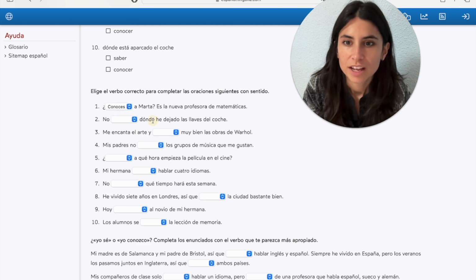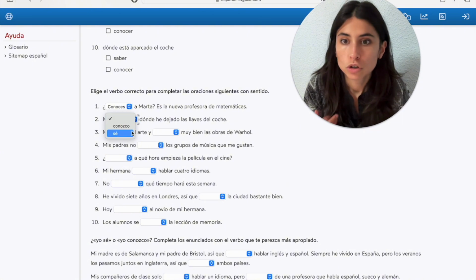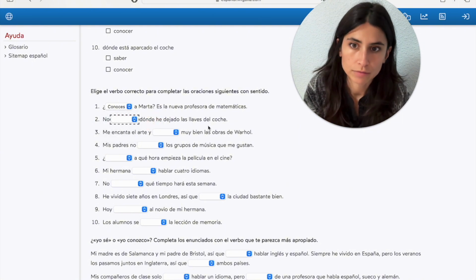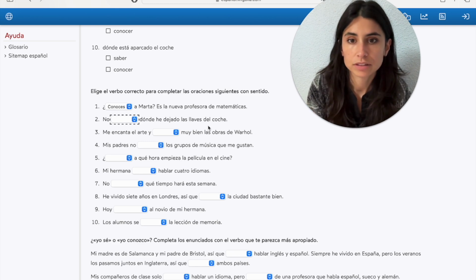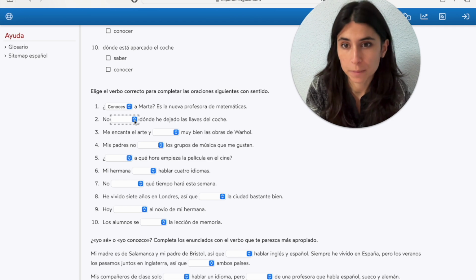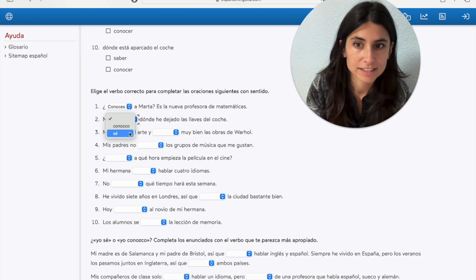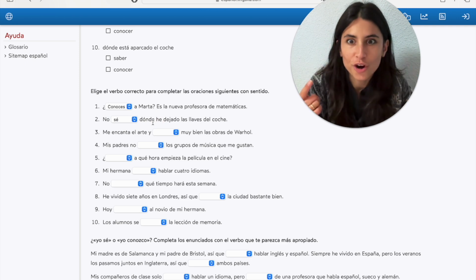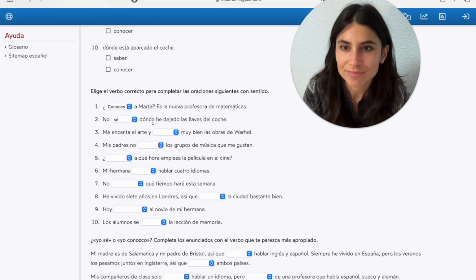Okay. Second one. No conozco, sé dónde he dejado las llaves del coche. I don't know where I've left the keys of my car. What do you think it would be? It's no sé. No sé, because I intellectually don't know where the keys are.